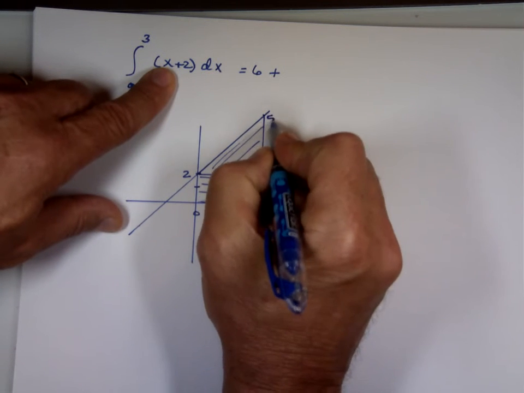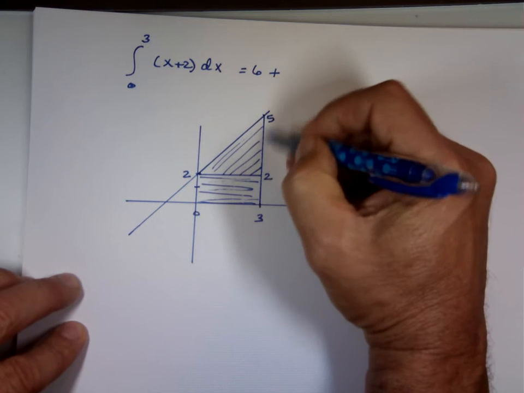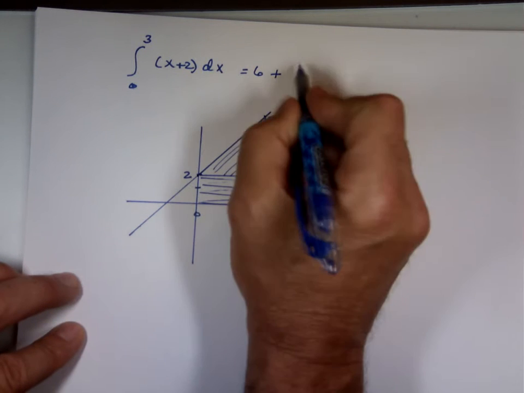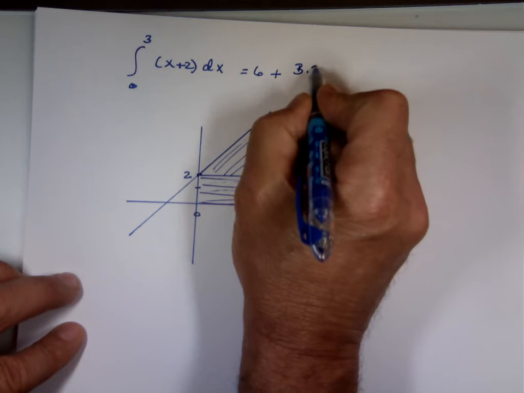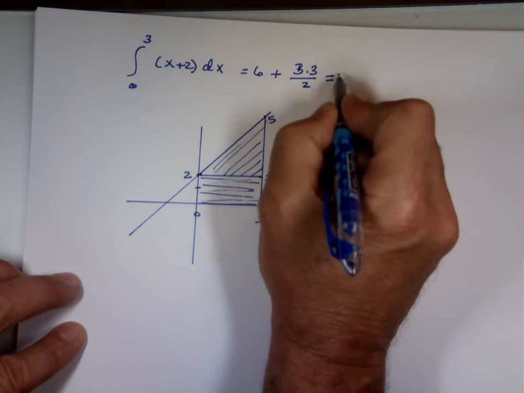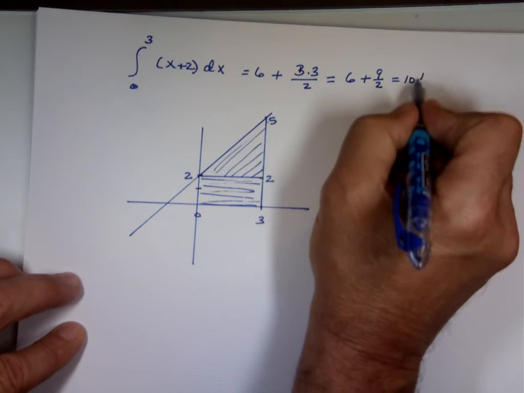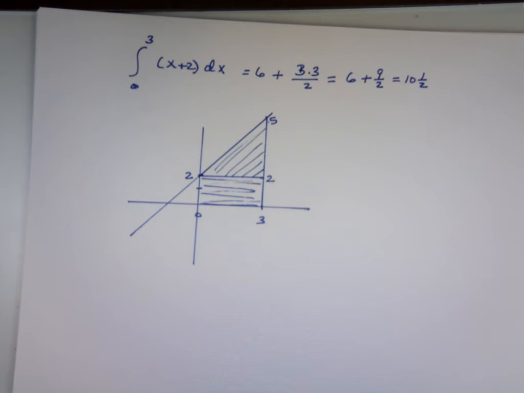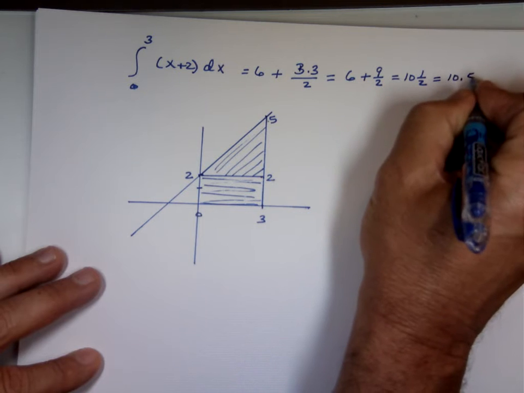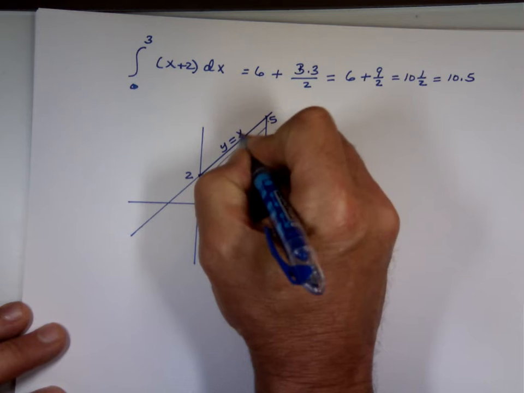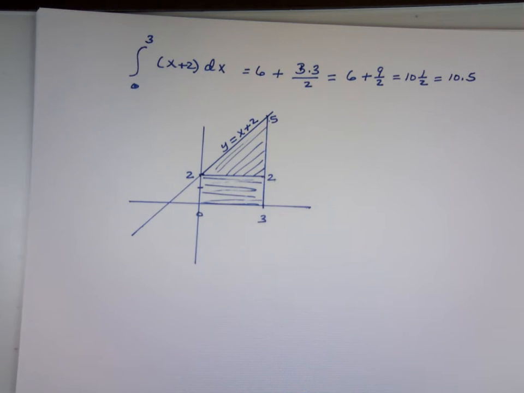So my base for this triangle is what? Isn't that 3? 5 minus 2. So it's the base times the height divided by 2. The base is 3. The height is 3 divided by 2. That's 6 plus 9 over 2, which is 4.5. That's 10 and 1/2, or 10.5. I just took it and cut it into 2 pieces. This graph here is y equals x plus 2. Now, if I don't use geometry here, if I integrate that, here's my answer. Let's see if it gives me the same answer.